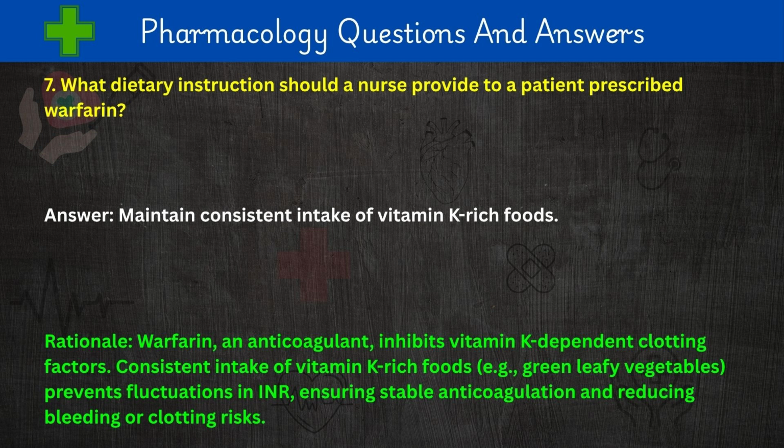7. What dietary instruction should a nurse provide to a patient prescribed warfarin? Answer. Maintain consistent intake of vitamin K-rich foods. Rationale. Warfarin, an anticoagulant, inhibits vitamin K-dependent clotting factors. Consistent intake of vitamin K-rich foods, e.g. green leafy vegetables, prevents fluctuations in INR, ensuring stable anticoagulation and reducing bleeding or clotting risks.